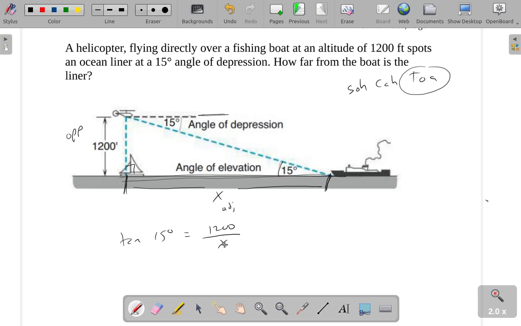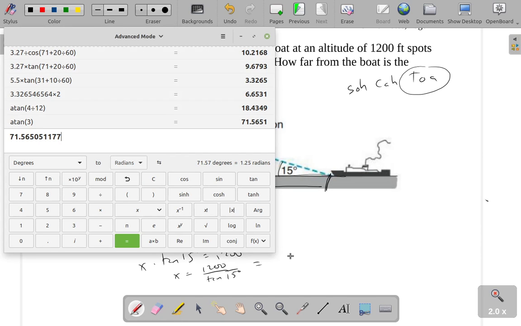So solving this means it looks like I'm going to have to multiply both sides by x, so x times tangent of 15 degrees is equal to 1,200. And then divide both sides by the tangent of 15 degrees. I get 1,200 divided by tangent of 15 degrees. That's how I'm going to get x. So let me plug that into my calculator. 1,200 divided by tangent 15 gives me 4478.